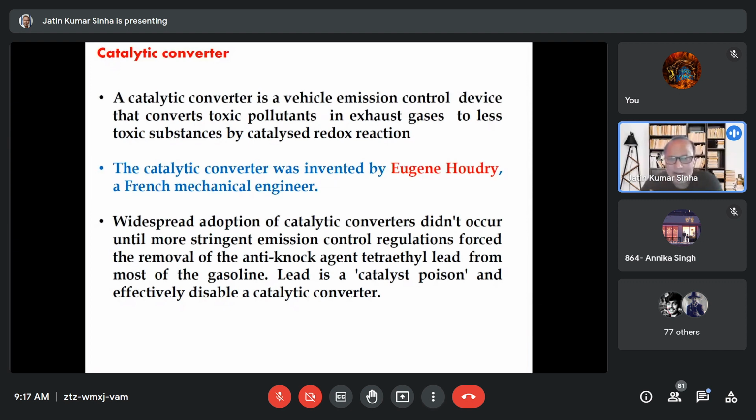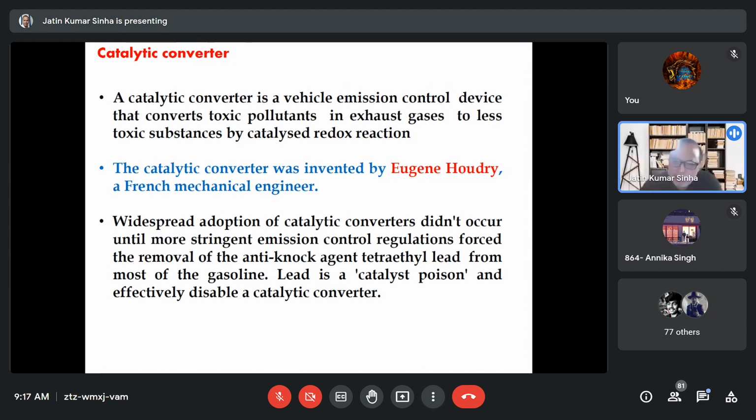A catalytic converter is a vehicle emission control device. Its job is to convert the toxic gases produced during the burning of fuel, which we use in our vehicles, from more toxic to less toxic. For example, carbon monoxide is converted to carbon dioxide, which is less toxic than carbon monoxide.